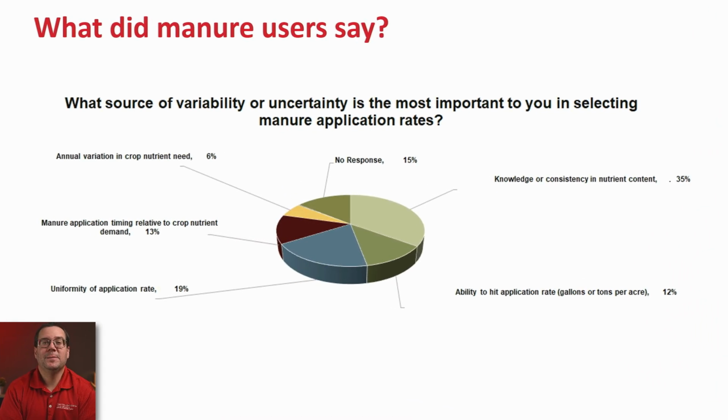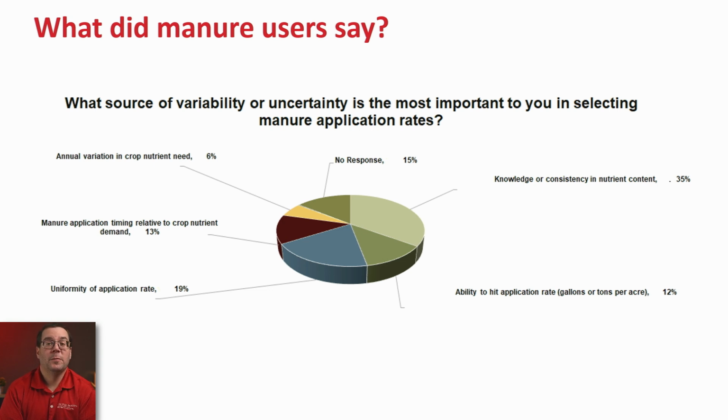In my opinion matters, but I think your opinions matter too. So this last year, we asked confinement sites, so those farms using their own manure for crop production, what source of variability or uncertainty is most important to you in selecting manure application rates? And we got a fair number of responses here. I'm trying to show what the percentage of them were. Number one thing that we got back was knowledge or consistency in nutrient content.